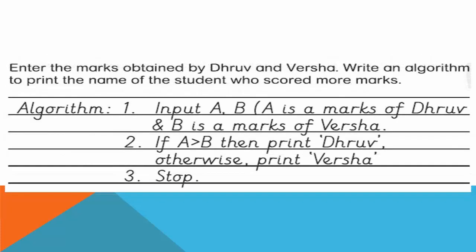So the answer that I am giving you is, the first step, input A and B. A is the mark of Dhruv and B is the mark of Varsha. If A is bigger than B, then print Dhruv, otherwise print Varsha. Then stop the program.